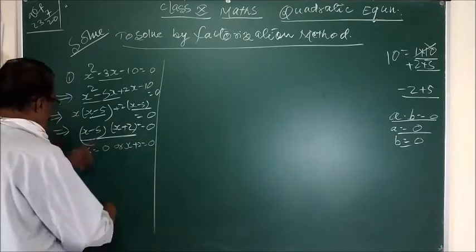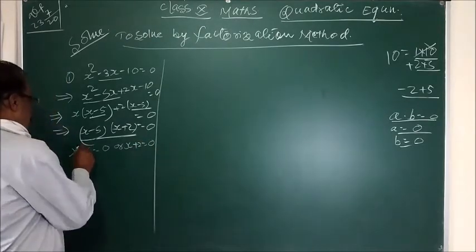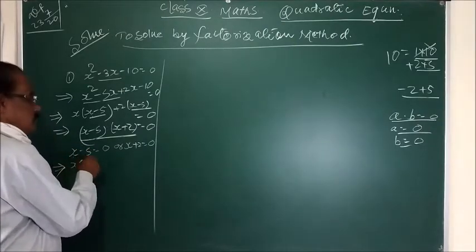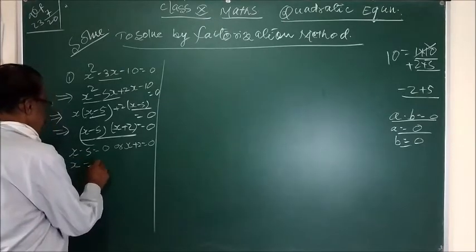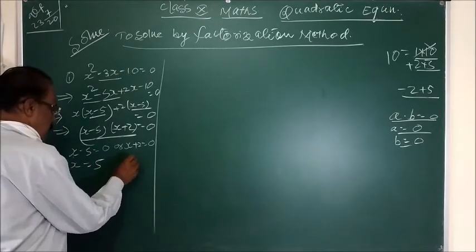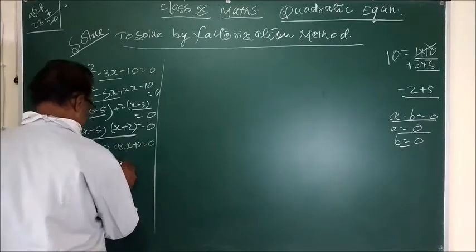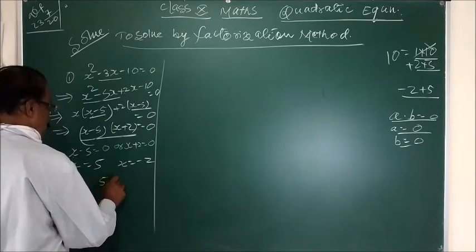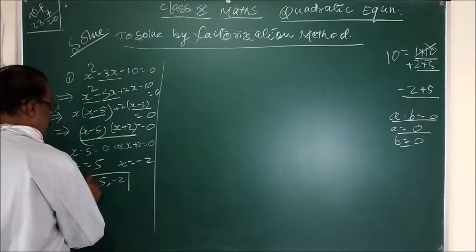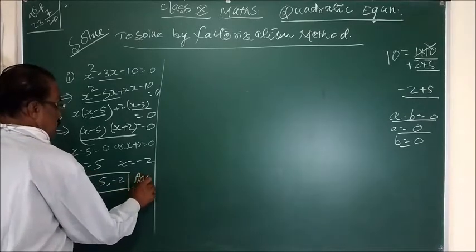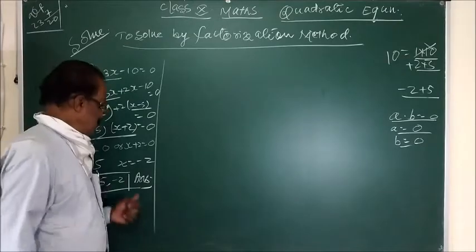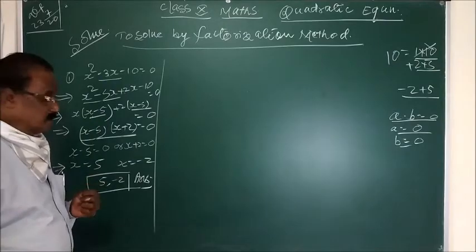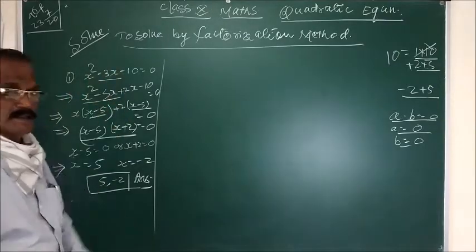Understand? Now from this you transfer minus 5 from left to right side and you will get x is equal to 5. And here, on transferring 2 from the left side, you will get x is equal to minus 2. So these are the values of x, and these are also known as roots of the equation. These are the values of the variable x. So this is known as the factorization method.